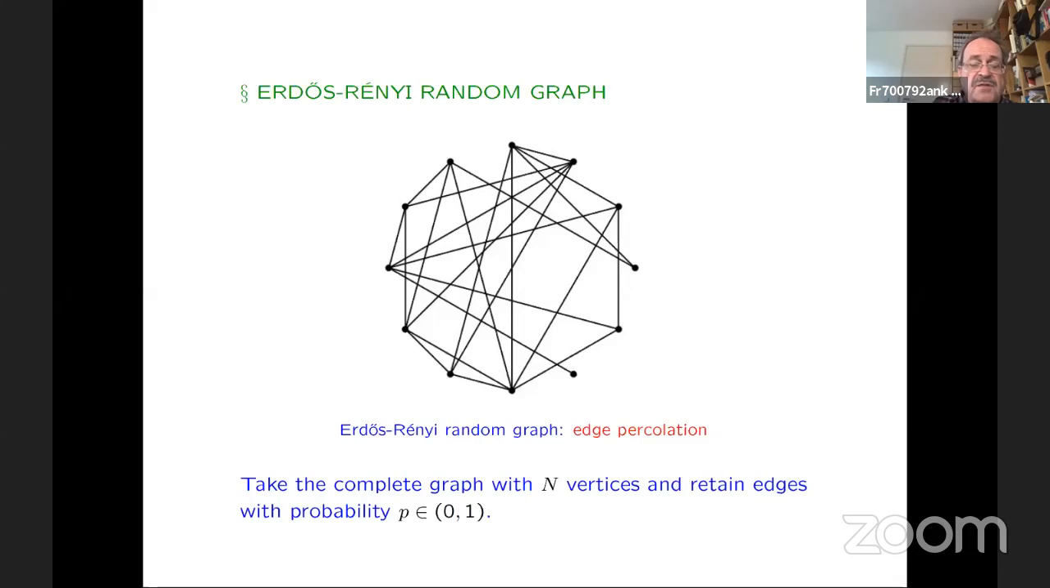Because now some edges are missing, it means that some of the spins are not interacting with some of the other spins. In fact, we only keep a fraction p of the edges, so the interaction has been randomly diluted. So what can we do here?